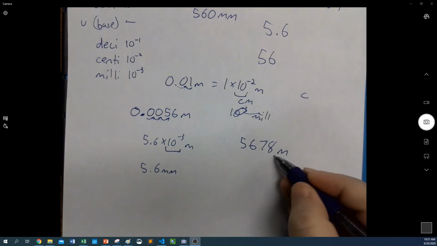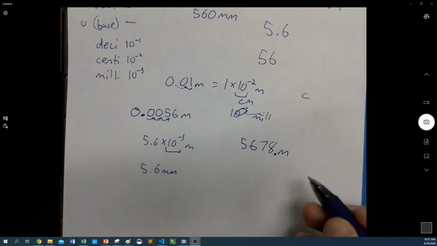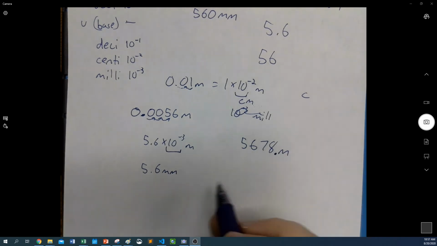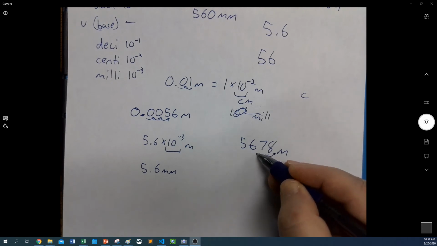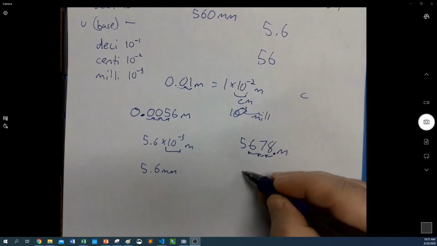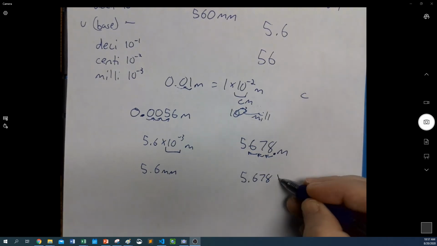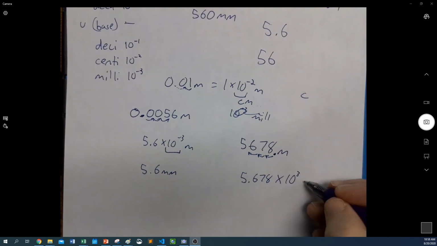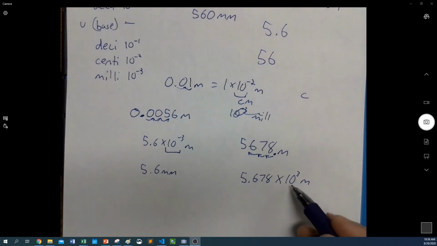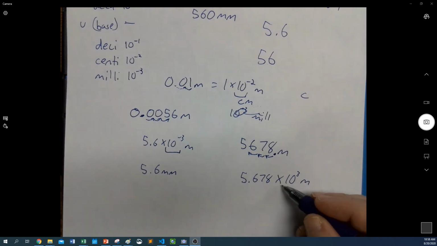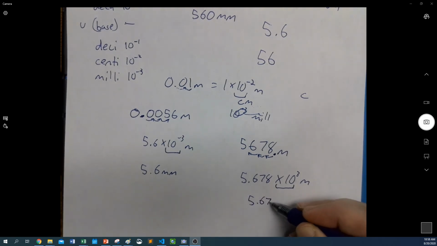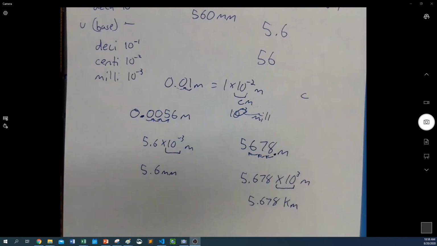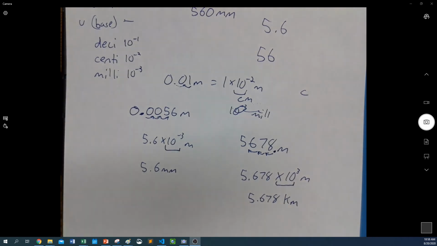Again, there is an invisible dot right there. If we're going and getting bigger, it's going to be positive. So I count 1, 2, 3. So that's 5.678 times 10 to the 3 meters in scientific notation. 10 to the 3 is kilo. So that's 5.678 kilometers. That's how I do it, but Miss England uses the, yeah.